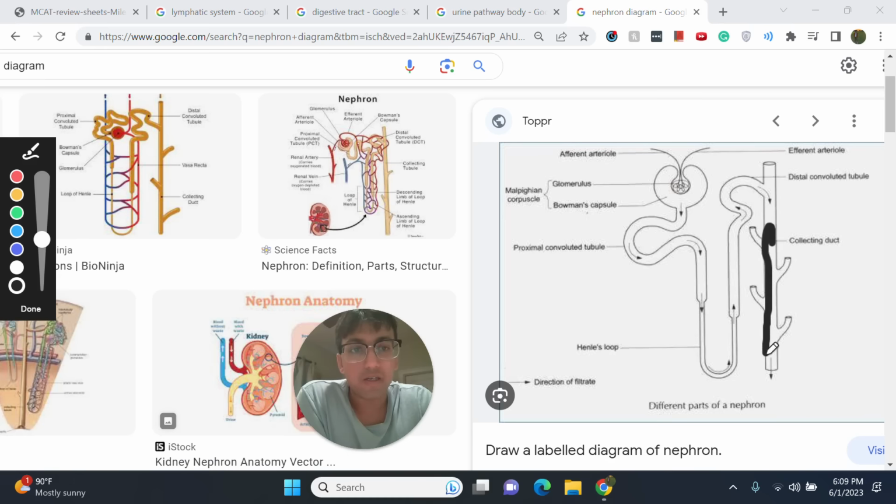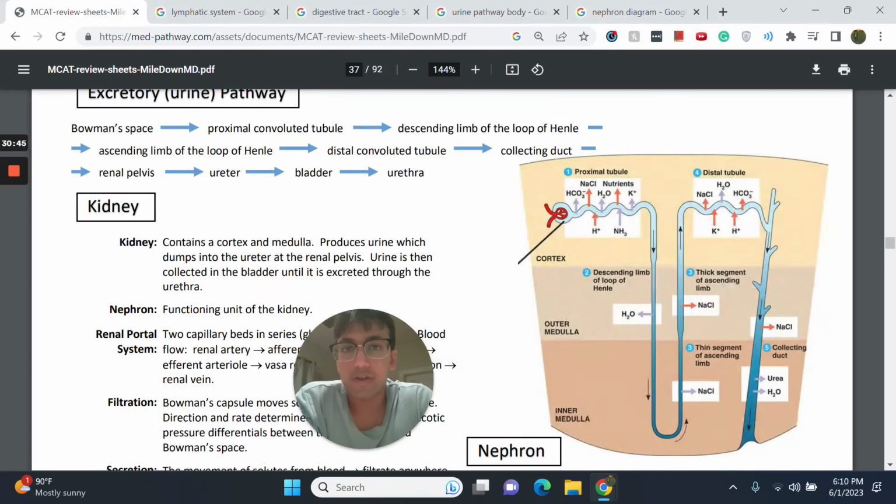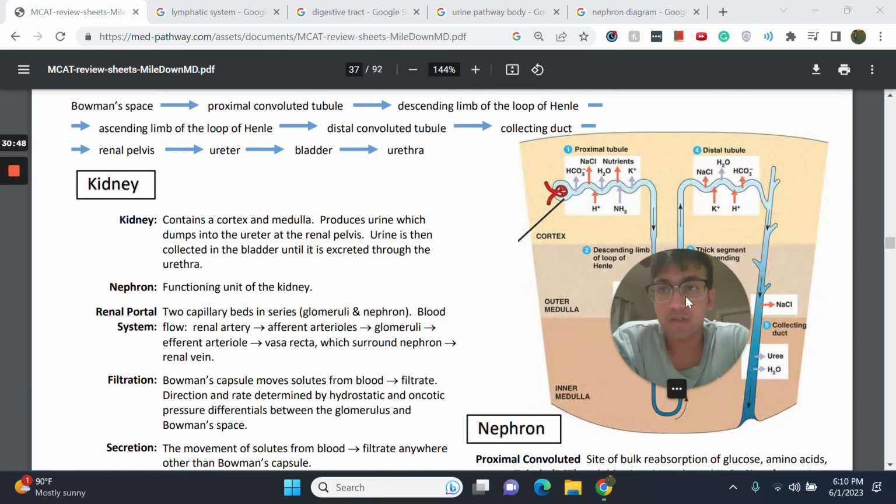And then we have the collecting duct, right? We have the medullary connecting duct, the cortical collecting duct, and the medullary collecting duct. Okay, so that's kind of the nephron anatomy that you need to know. Sorry if that was not as well explained as I wanted to.